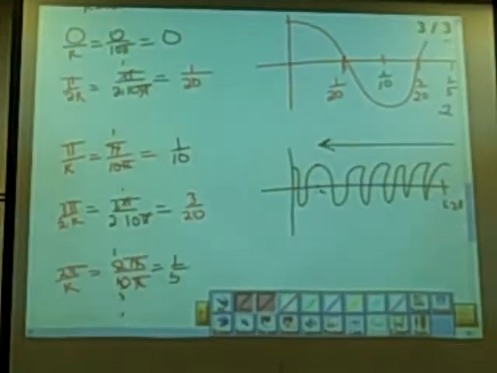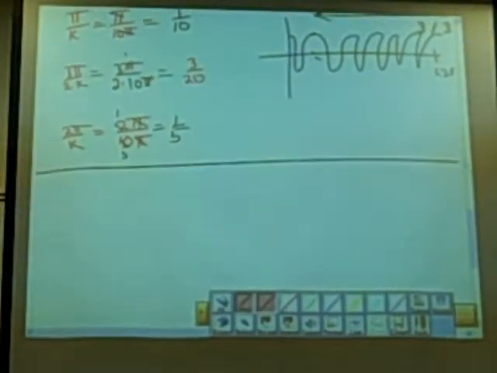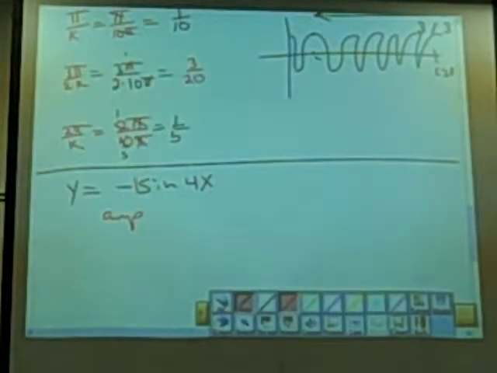So I would like for you to try this graph. This one here. y equals negative sine 4x. Okay, where the negative, what's that going to do? Yeah, there's a 1 here, that's right. But remember now, amplitude is what? Oh. An absolute value, right?